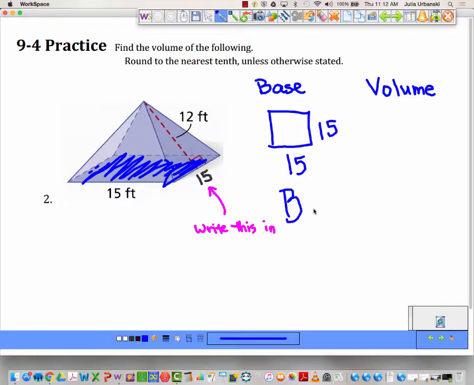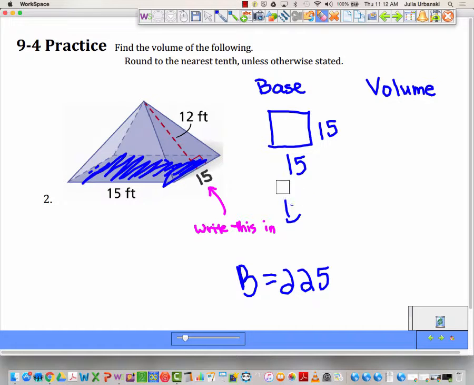Capital B, right? So base area. Okay? Let's do the base area. 15 times 15 makes? 225. Good. 225. That's a square. 15 times 15. Now select the formula for the volume that would work for a pyramid like this. What would it be?